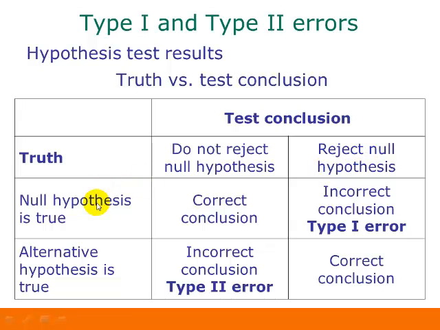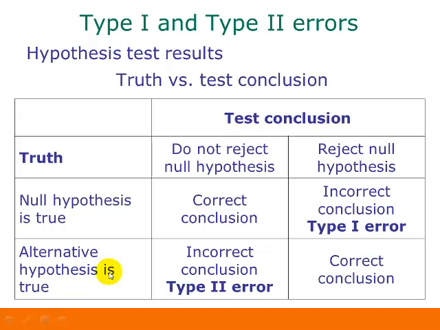So if the null hypothesis is true and our conclusion is do not reject the null hypothesis, then we came to the correct conclusion with our test. If the null hypothesis is true, but our conclusion is to reject it, then we have an incorrect conclusion, and this is a type 1 error. And this is the most serious type of error. This is the one that we really want to avoid, just like we would want to avoid on our jury convicting someone who's innocent.